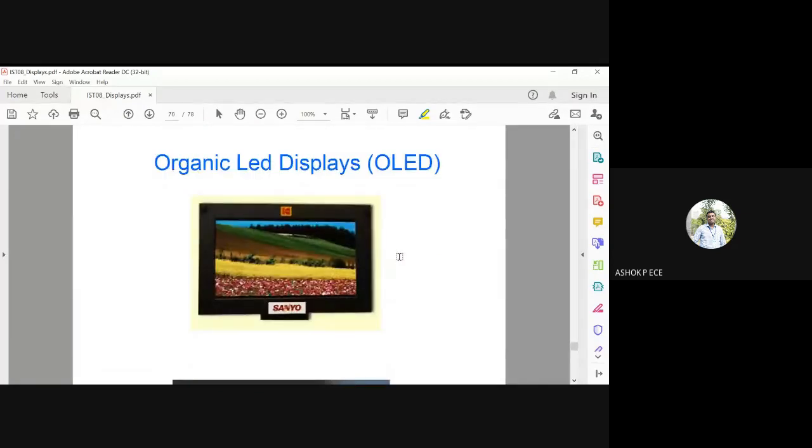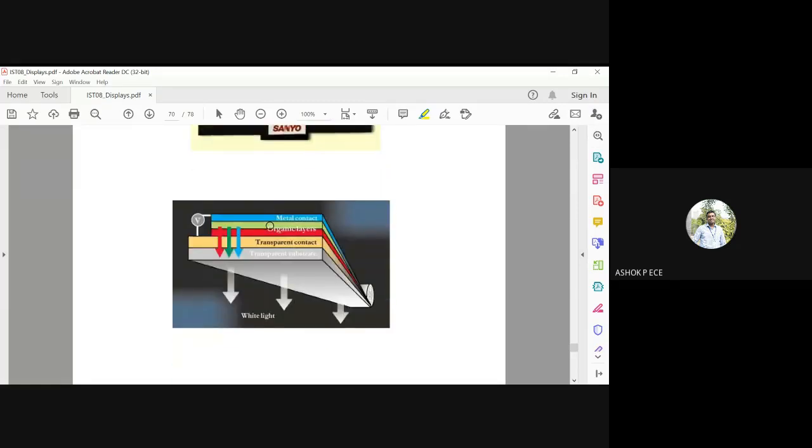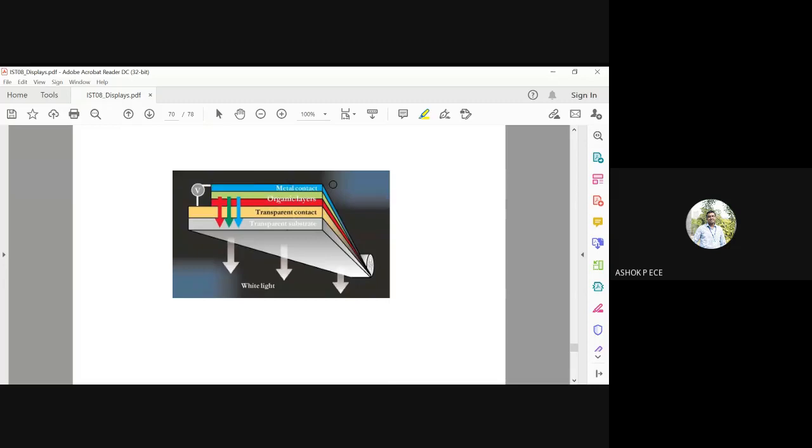Now we have an even more advanced version of LED displays called OLEDs, organic LED displays. You have the structure like this. You have a metal contact. You have the organic layers. You have organic elements which are going to be present between the contacts. Then you have a transparent contact, and then you have the transparent substrate, and from this you get white light.